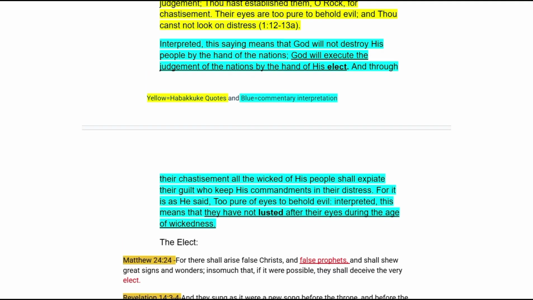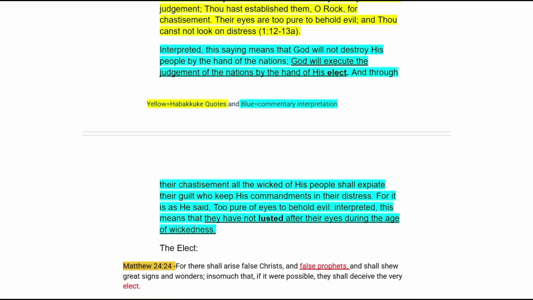Going back to Matthew 24. Matthew 24, it says, "For there shall rise false prophets," of course, false Christ and false prophets. So there we get to the false prophets, of course. Seems like multiple wicked priests. "And they shall show great signs and wonders, insomuch that if it were possible, they should deceive the very elect." Right there in the Bible, the very elect.